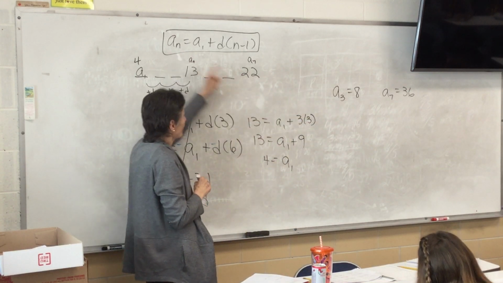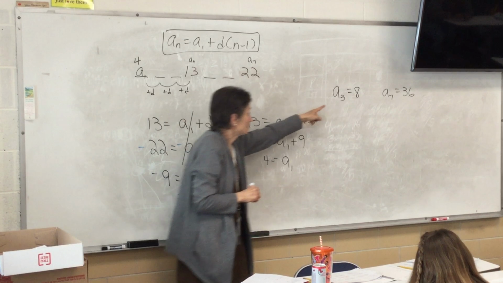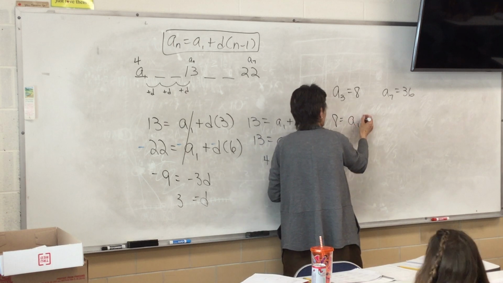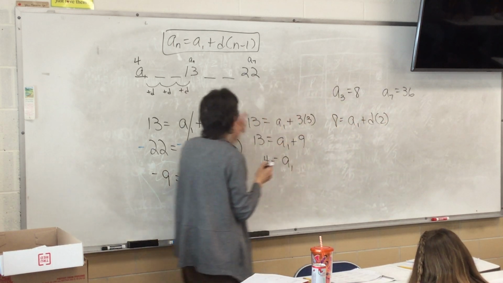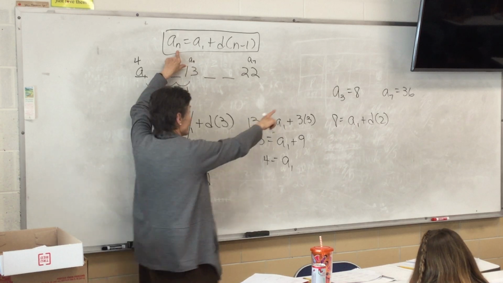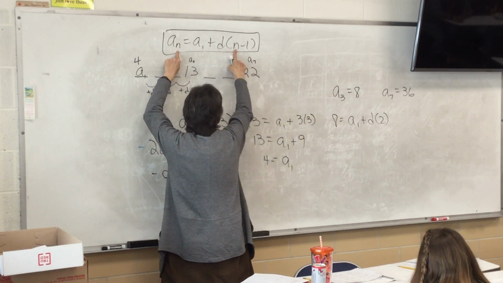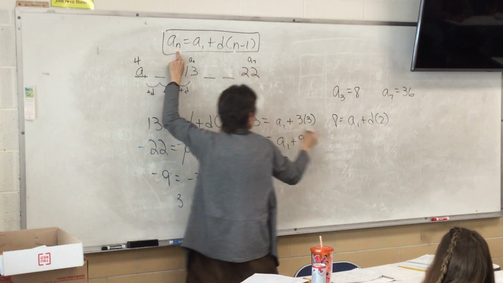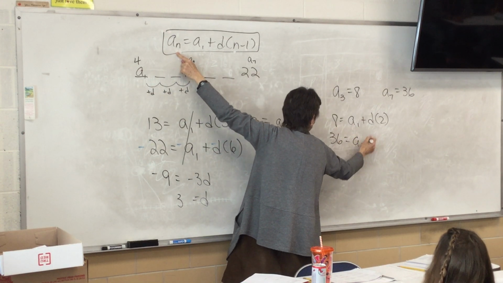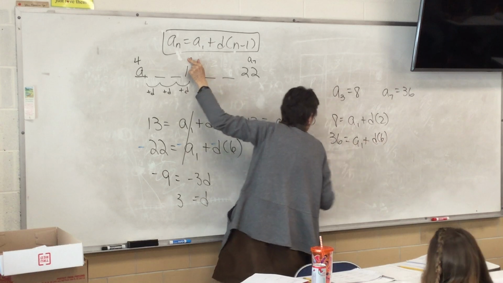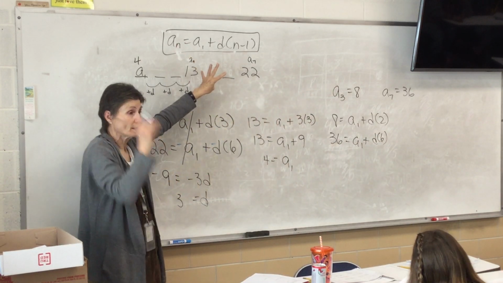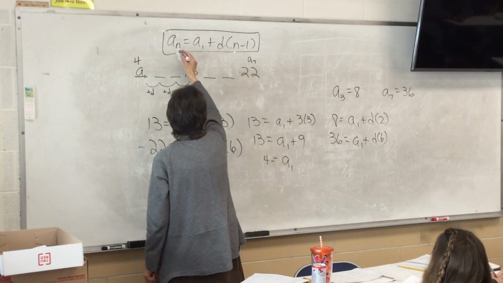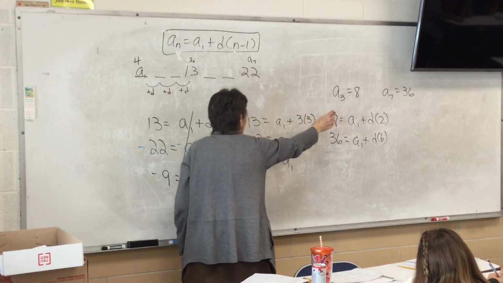I'm going to write an equation where n is 3. So a sub 3 equals a sub 1 plus d times 2. I am letting n be 3 because that's what the problem said. Now I'm going to let n be 7. So there's my formula. Just plugging in 3 for n and 7 for n.